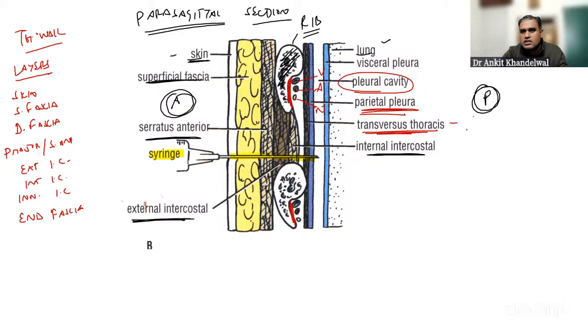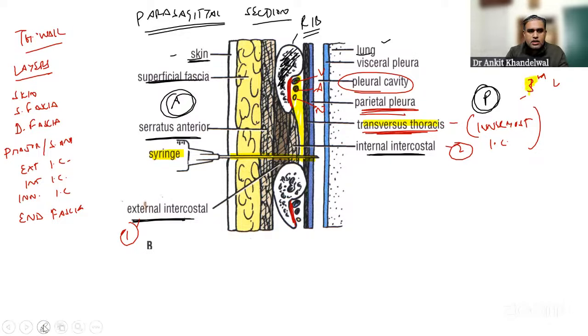What is this transversus thoracis? It is a part of innermost intercostal. Innermost intercostal was the third layer. So you can see that there's a second layer, that is first layer. Between the second and third, if I just try to highlight it, give me a second. So where was the neurovascular bundle lying? Between the second and third layer. So this transversus thoracis is actually a part of the third layer.